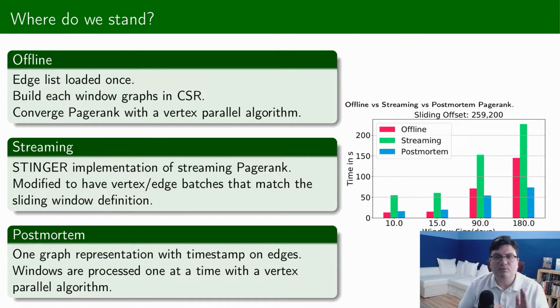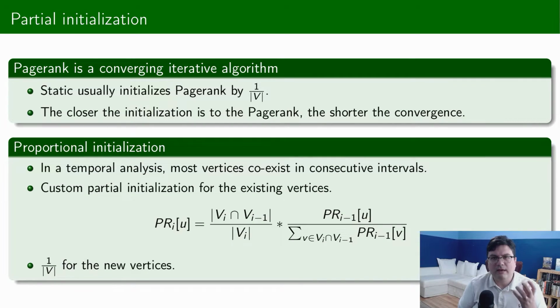Overall, a basic postmortem analysis is faster than a streaming or static baseline, because postmortem analysis saves time in data management of the graph. But we can go further. We can use incremental techniques developed for PageRank. The PageRank of a window graph is not that different than the PageRank of the next window graph.